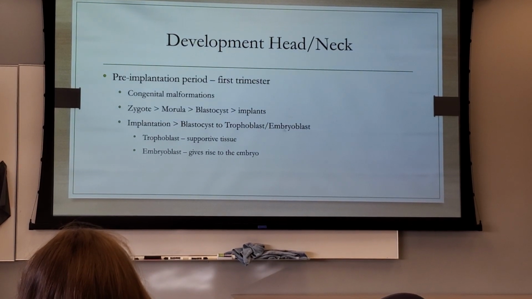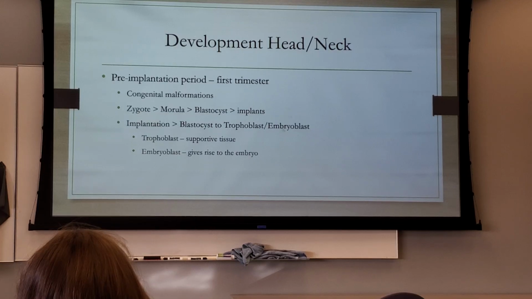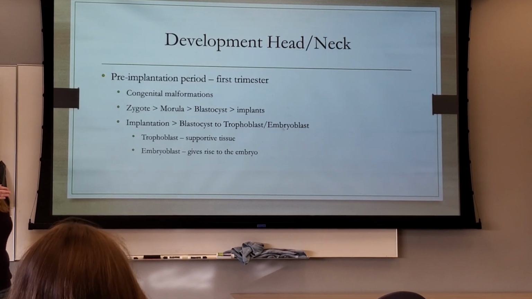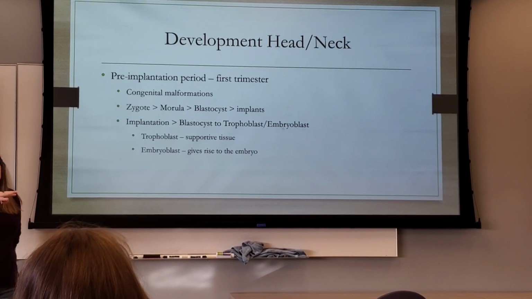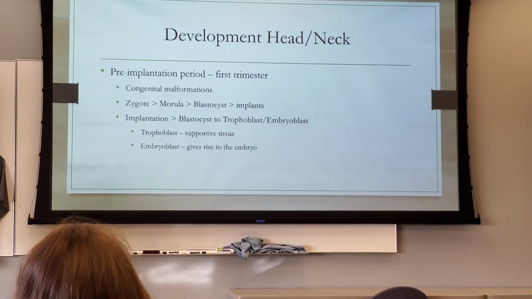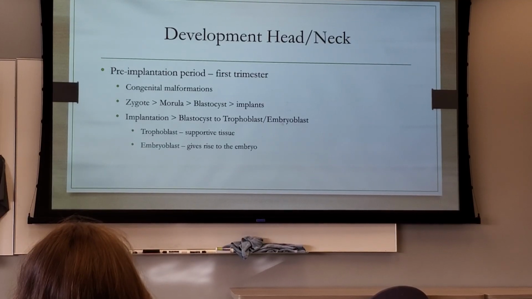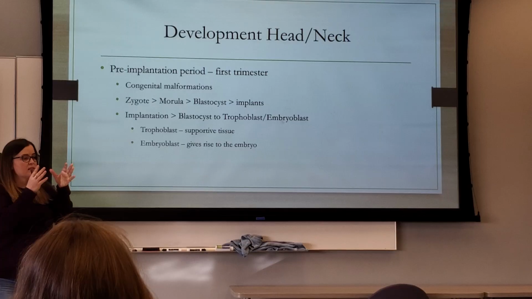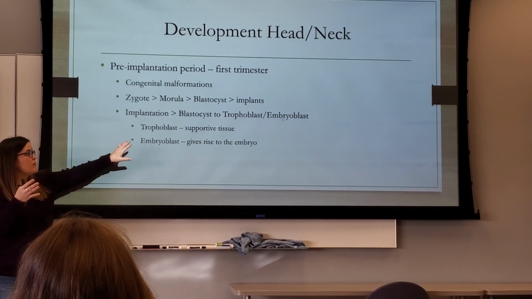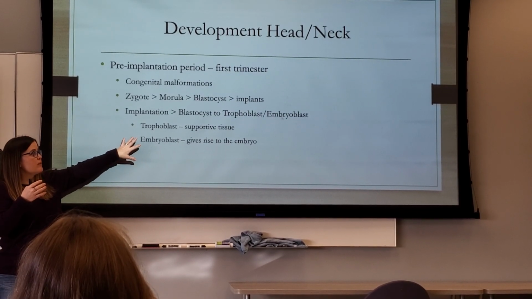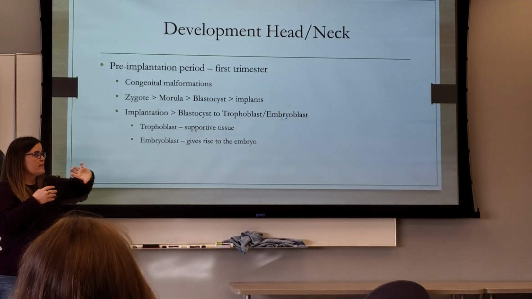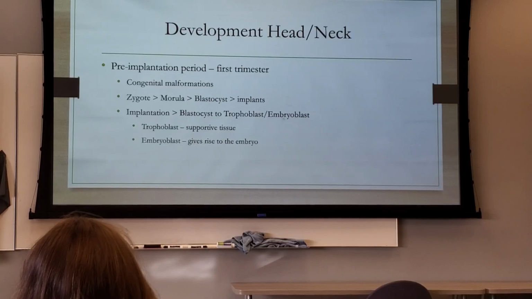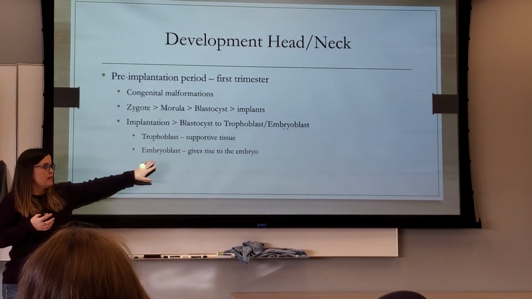When we implant, our blastocyst, which is full of a bunch of different cells, goes from a trophoblast to an embryoblast. That's when we start to get the separation of the cells. We start out with a ball of cells, and then in the blastocyst, the trophoblast is when we start to separate out those cells, because the trophoblast is going to become the supportive tissue that supports the embryo as it develops, to get all of its nutrients and things like that. The embryoblast layer is going to give rise to the embryo.